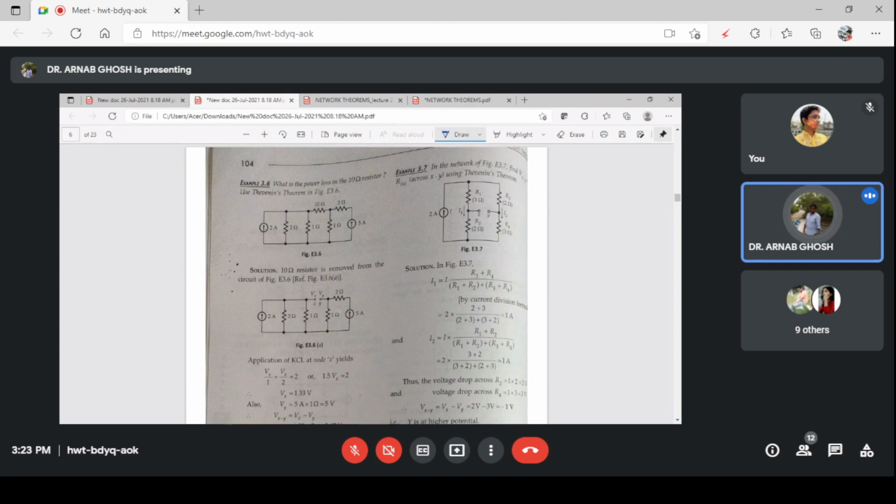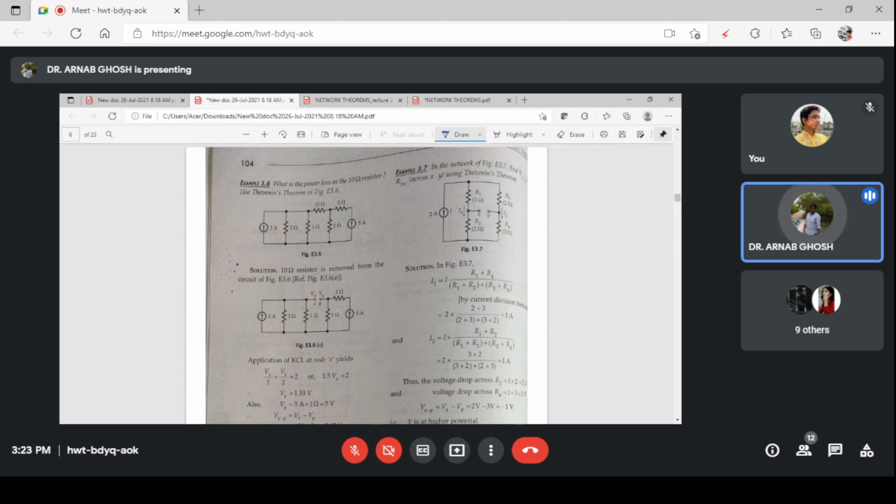Anybody has done this? Okay, do the power loss. What is the Thevenin's voltage that has come? 3.67 volts. Okay. And the internal resistance? 5 by 3 ohms. Yes, 5 by 3 ohms.